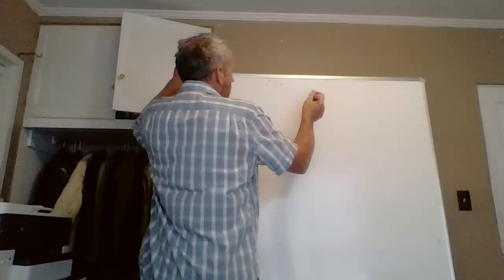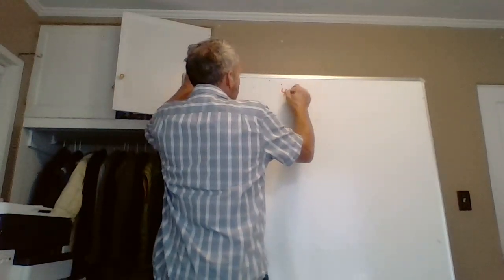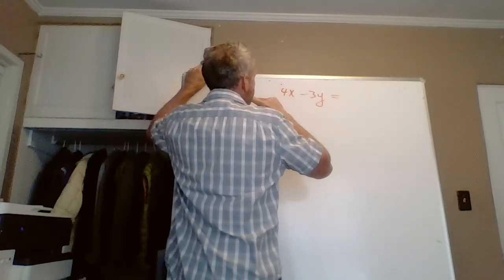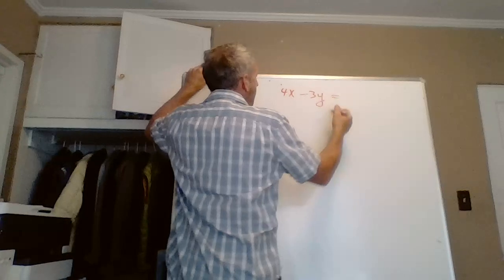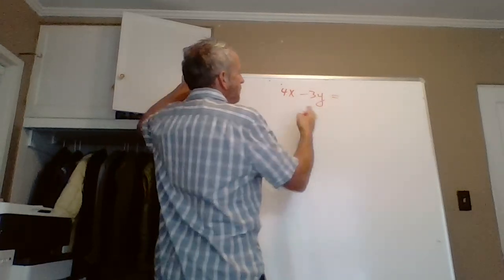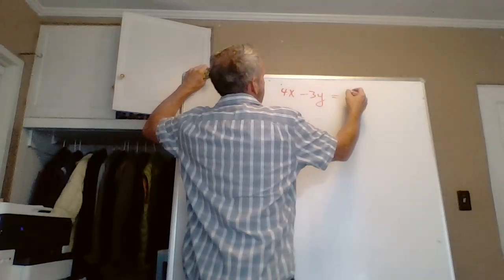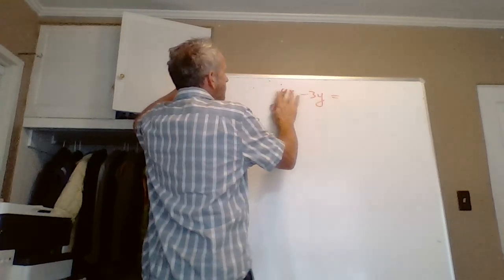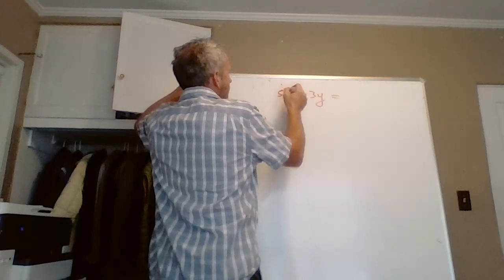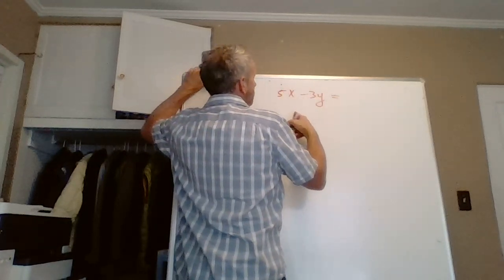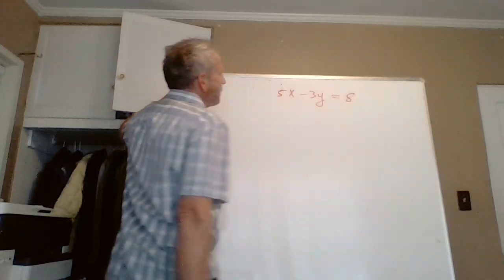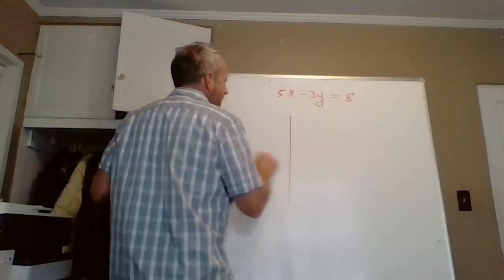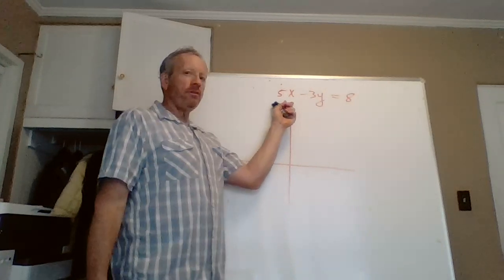So here, I'll just come up with another one. Let's say we had 5x minus 3y equals 8. Now that's an equation and it's not a picture. The idea is if you took every solution for this equation.